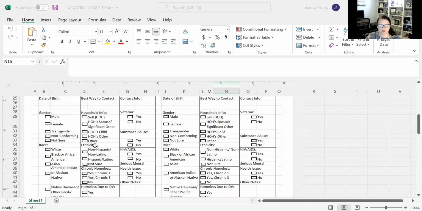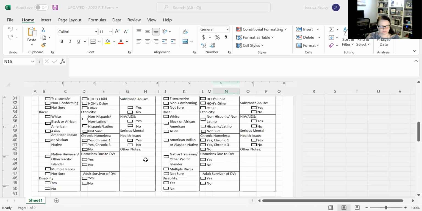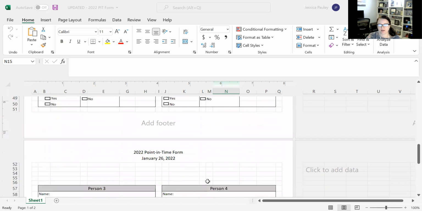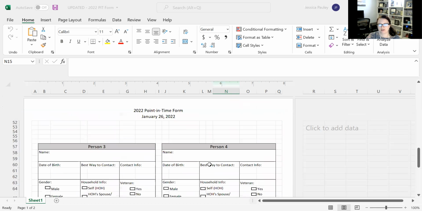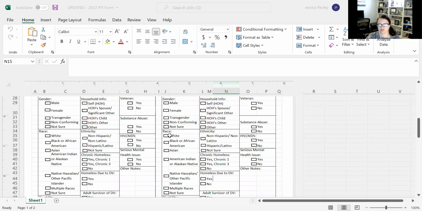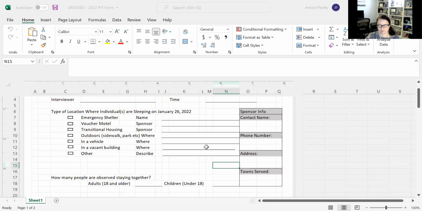For each of these boxes, you should be able to check one checkbox in there. If you have a family or a household that is more than 4 people, go ahead and just fill out another form and staple it together to the other one. That may happen. We do have some larger households sometimes.